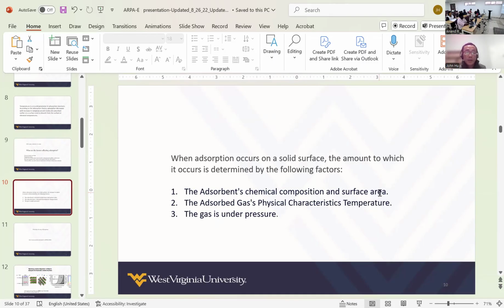Second, the adsorption gas physical characteristic, temperature. Ammonia is a base. The gas has to be at a lower temperature; at lower temperature, it is easier to adsorb. So temperature defines the gas, and then the pressure. Remember, pressure helps force the molecules to adsorb on the surface. But this all talks about adsorption, and don't forget you have desorption. We are going to talk about that next. Does anybody have any questions?